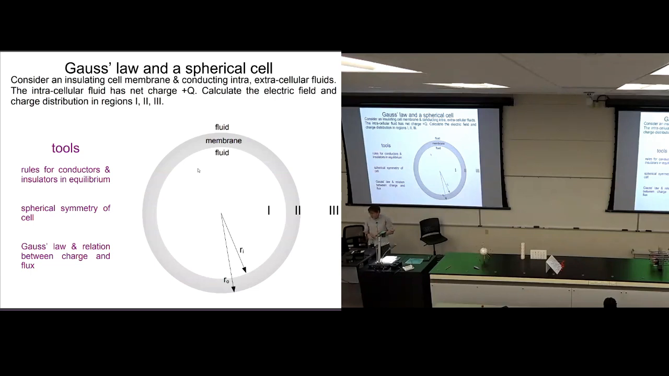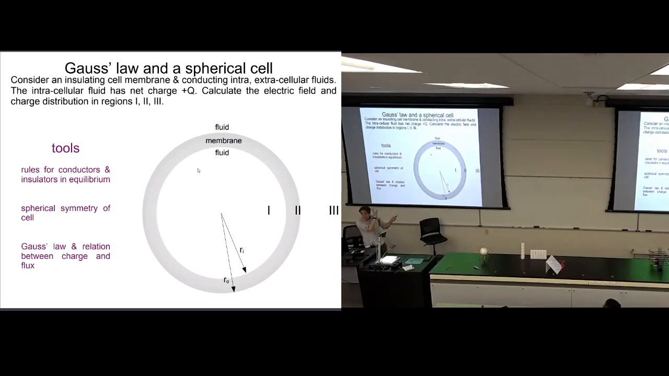And based on that, we're going to figure out what the field looks like inside the cell, in the fluid inside the cell, outside the cell, in the fluid outside the cell, and what the field looks like inside the membrane, and where these charges are located in the fluid inside the cell and also in the fluid outside the cell. We're going to figure all that out.